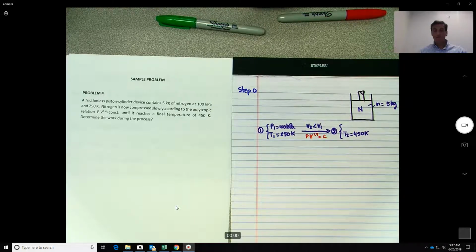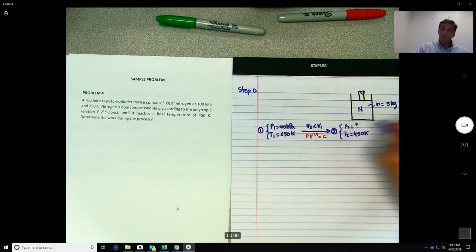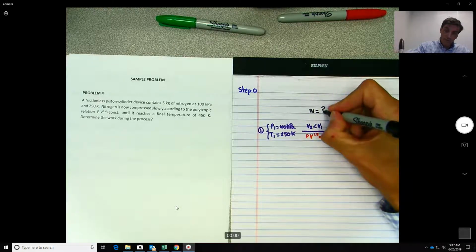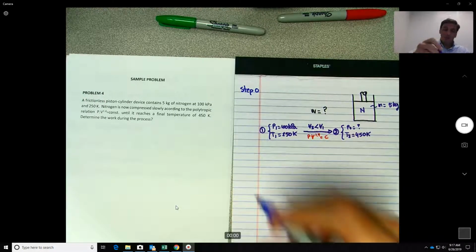Okay, so here I don't know if we need it or not, but you can say we don't know this. And then what do we need to calculate? Determine the work during the process. So what is the work done during this process? Okay, now let's move to step 1.